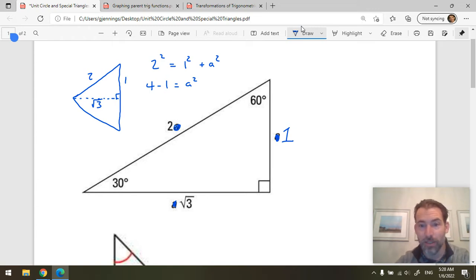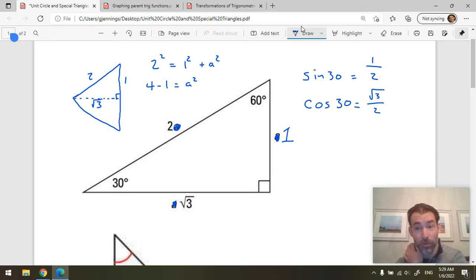If we look at sine 30, that would be equal to opposite over hypotenuse. SOHCAHTOA, so SOH. So we have opposite over hypotenuse is 1 over 2. And then cosine 30 is adjacent over hypotenuse. So in exact values, that's root 3 over 2.